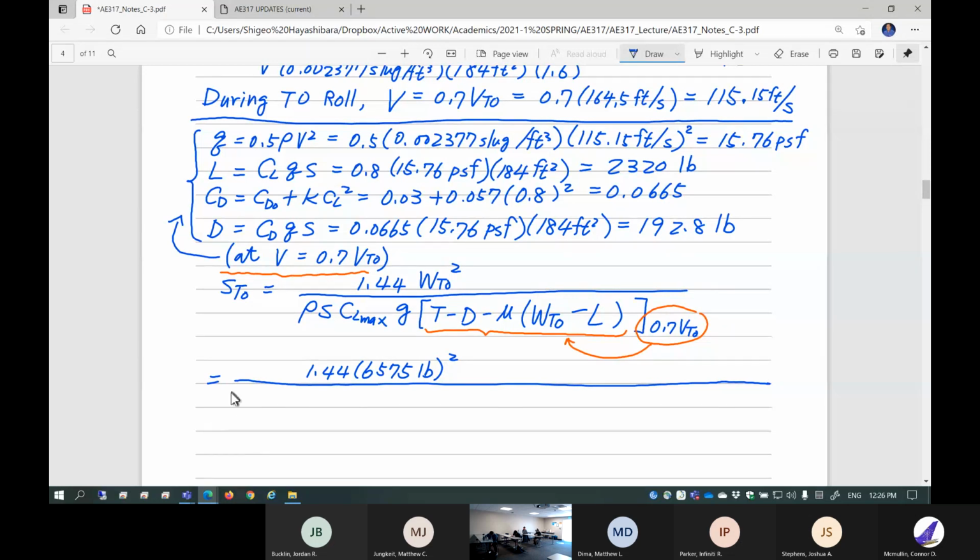Square density is C double 0.002377 slugs per cubic foot. Wing area 184 square feet. CL max 1.6. Gravity, of course, 32.2 feet per second squared.